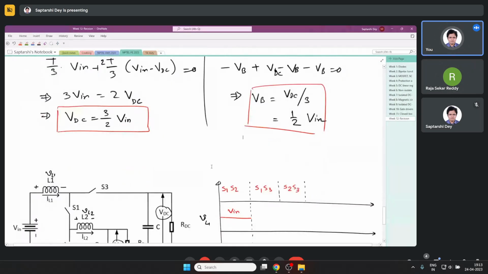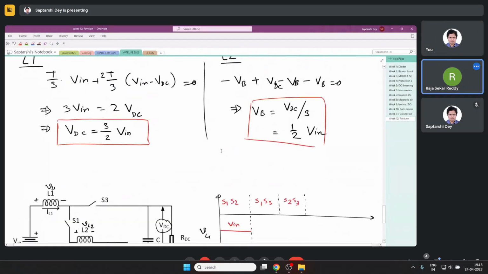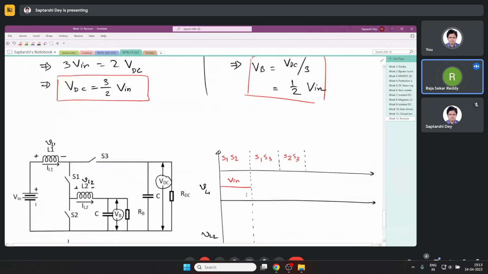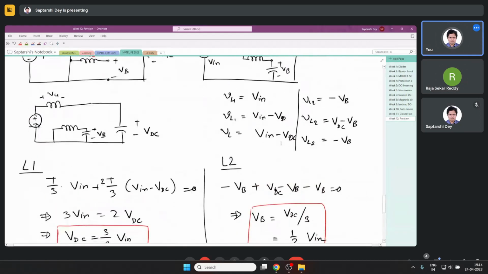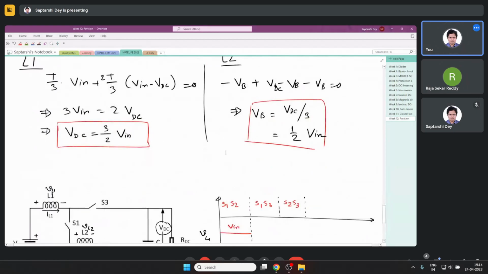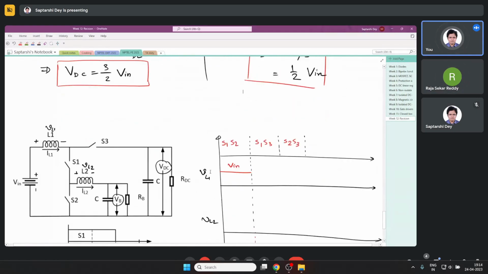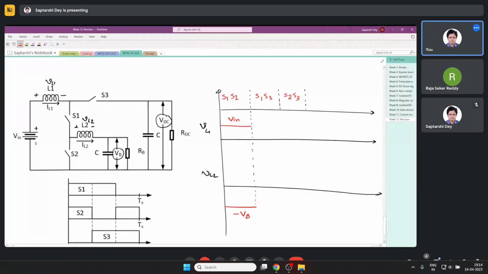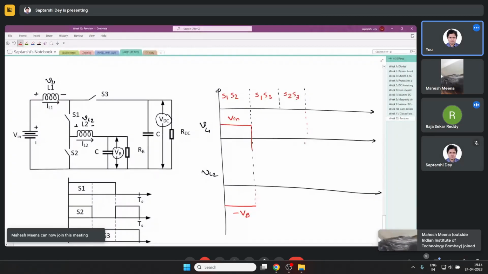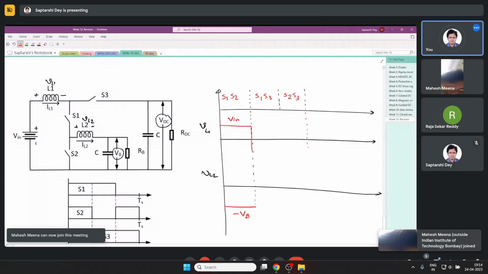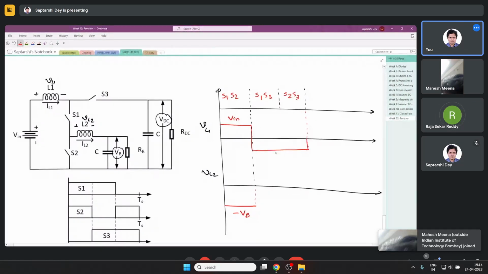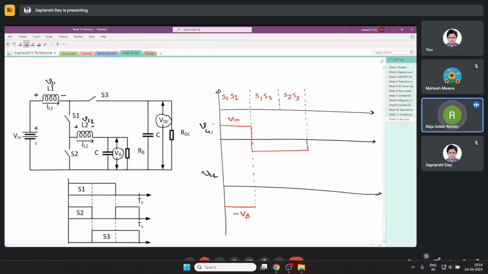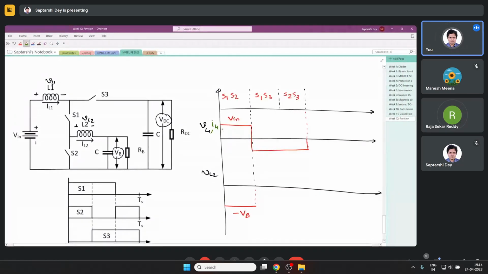Now, if we want to draw the waveforms, we can. So V in was there. For VL1 during the second part, it is V in minus VDC, and V in is smaller than VDC, so this voltage has to be negative, and it was the same voltage throughout. So this is the voltage in VL1. So I am drawing the current also. This current will be something like this.